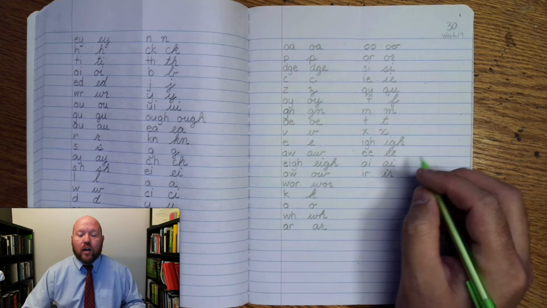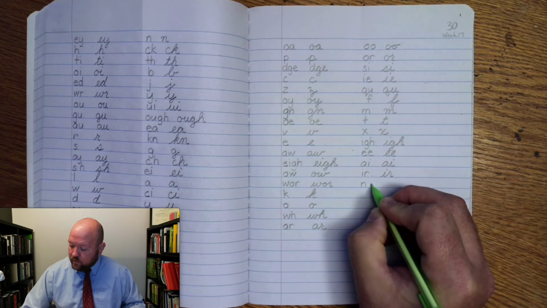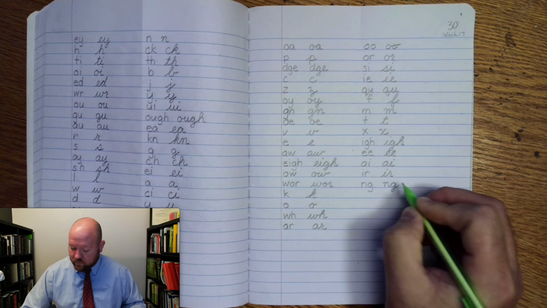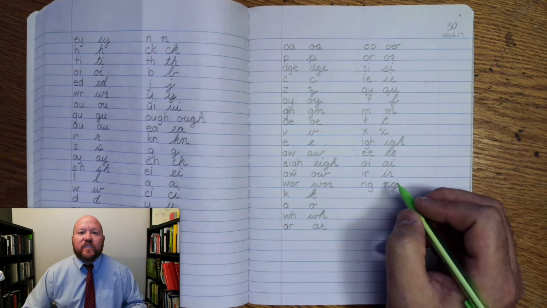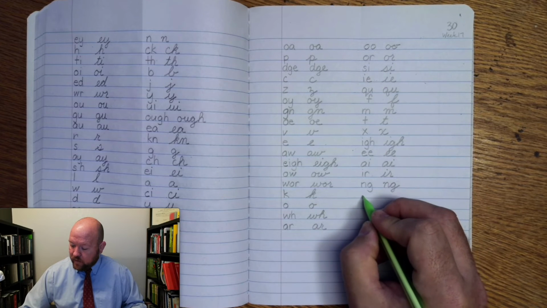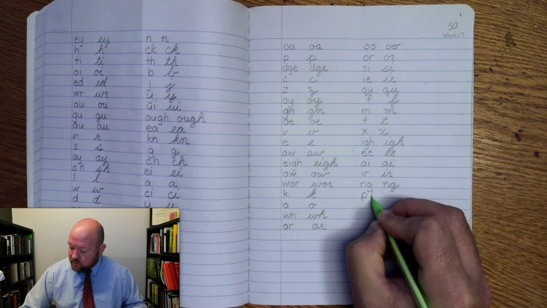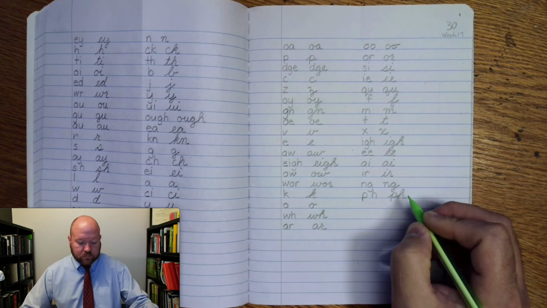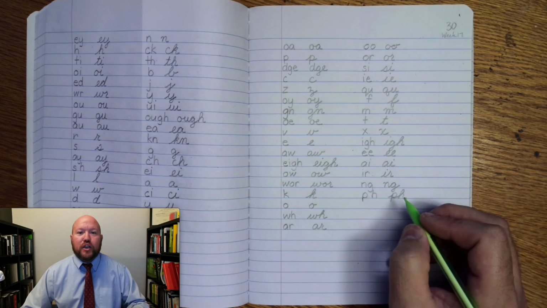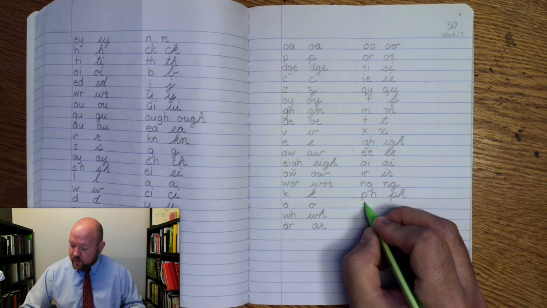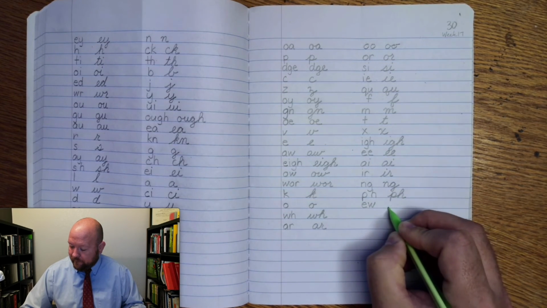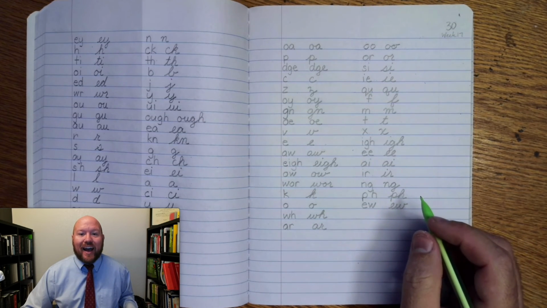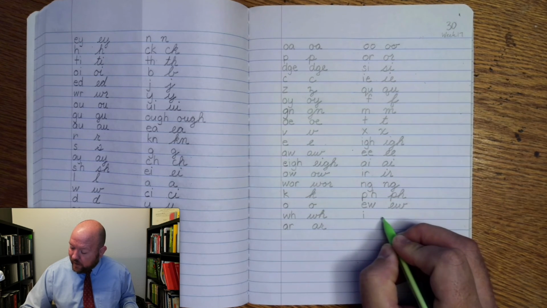Next one is two letters. Next one is OU. And the last one, I.